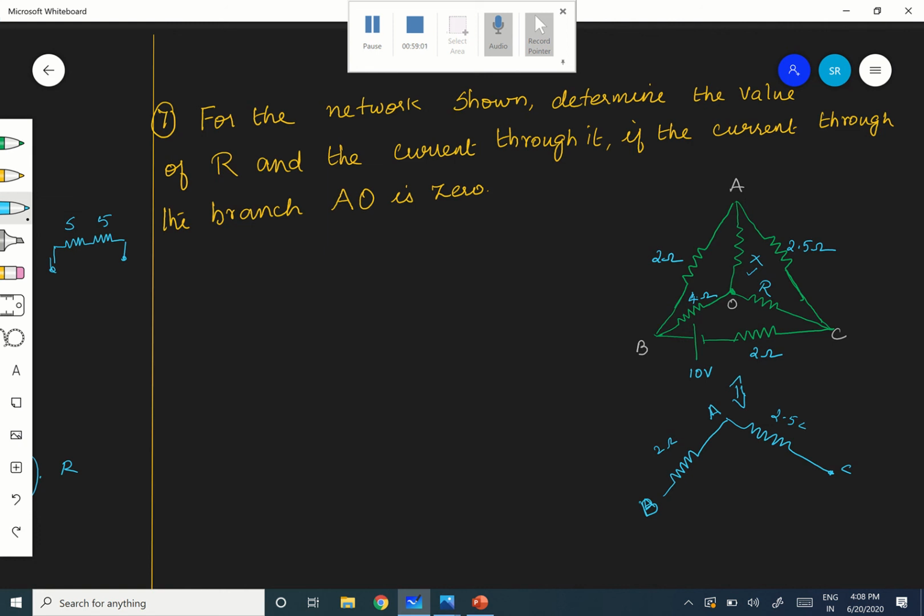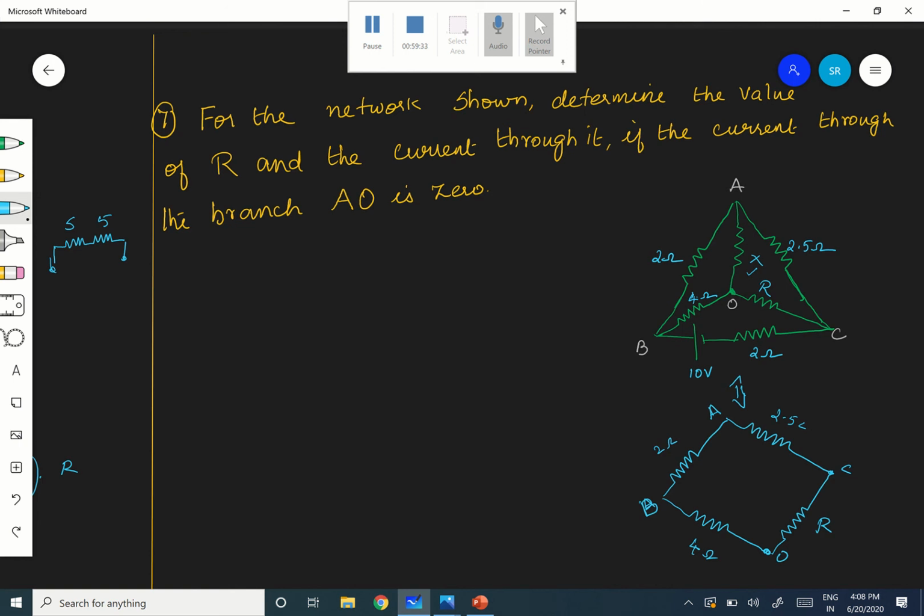Okay. And B to O. It is O. The same circuit I am drawing in a different manner. That's all. Okay. And OC. Therefore this is R. Okay, in between, what is the A and O? There is no current in AO. Therefore that can be neglected.